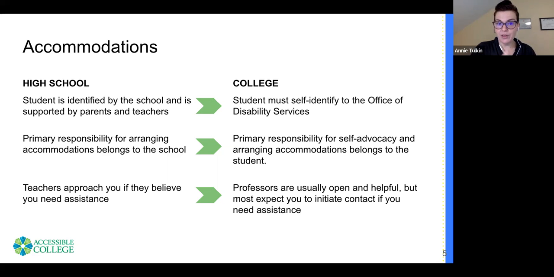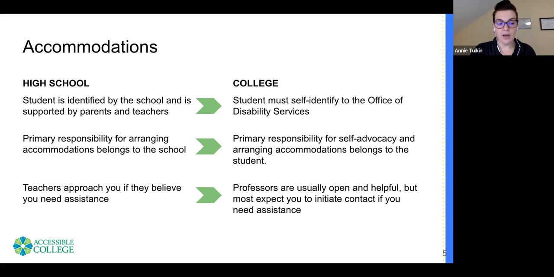And it's important to know that in college, the student has to self-disclose to that disability support office. So they have to disclose it. They have to be able to talk about what their needs are. They have to follow that process for requesting accommodations in a more formal way. Their teachers or instructors don't know what their condition is.